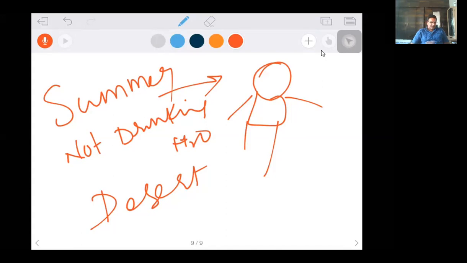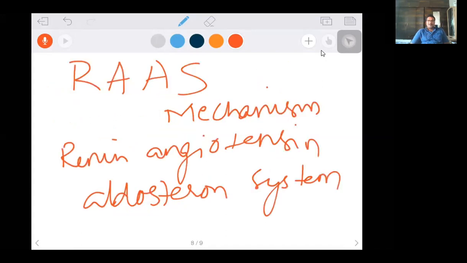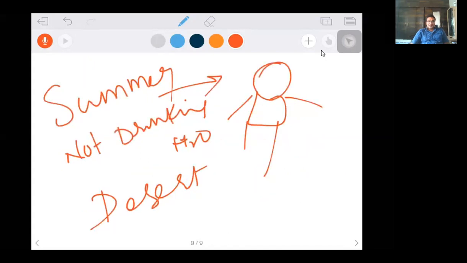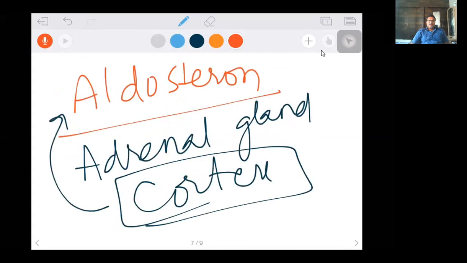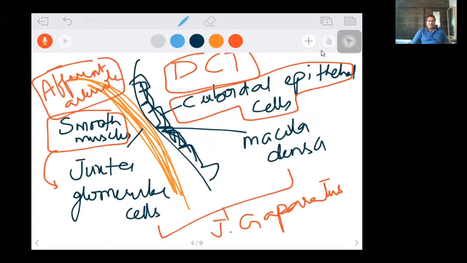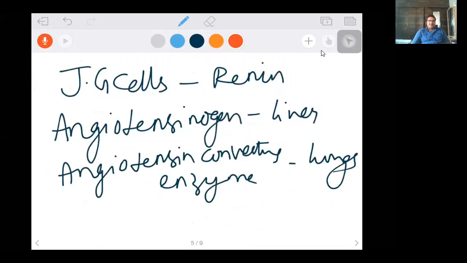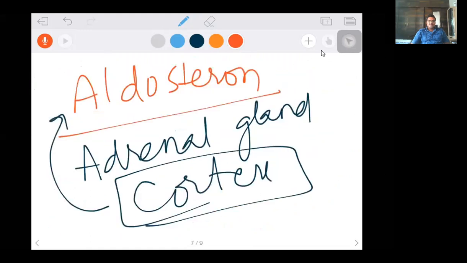In this condition, the RAAS mechanism will come first. Renin, angiotensin, aldosterone mechanism. Who will respond to this? In this particular situation, the blood pressure will decrease. Do you accept that the colloidal nature of the blood increases when blood becomes thicker? So what can be expected here? The blood pressure will decrease. The decreased blood pressure is recognized by certain places, like the liver recognizes it, and then they secrete angiotensinogen.